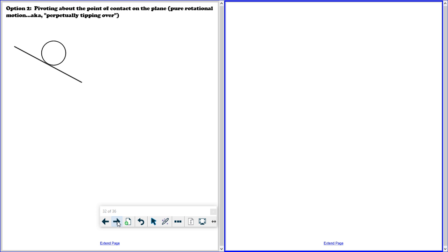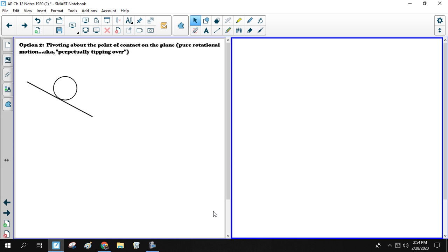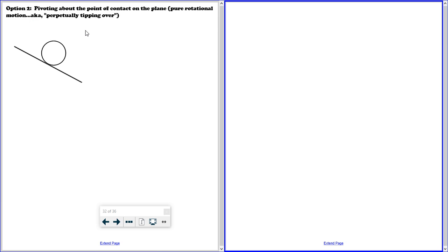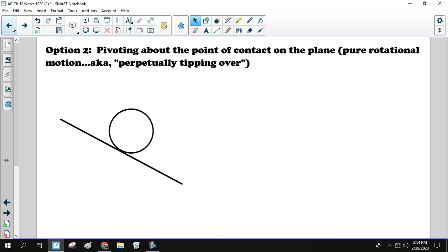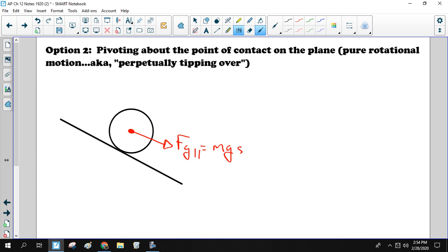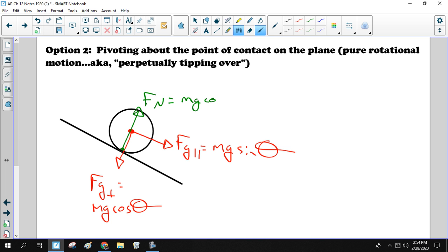I'm going to go back and make the same free-body diagram I had before. All right, so we've got F_G parallel is mg sine theta. F_G perpendicular is mg cosine theta. Normal force is mg cosine theta. Friction.